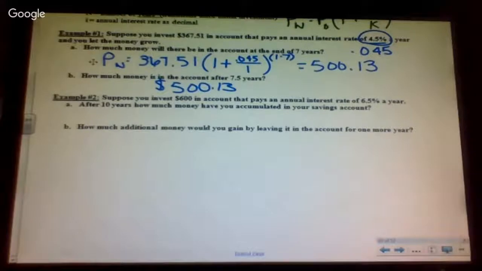Suppose you invest $600 into an account that pays an annual interest rate of 6.5% a year. After 10 years, how much money is accumulated into your savings account? So P sub N equals 600 times 1 plus 0.065. 0.065 every year. So it's a 1 and 1 times 10.